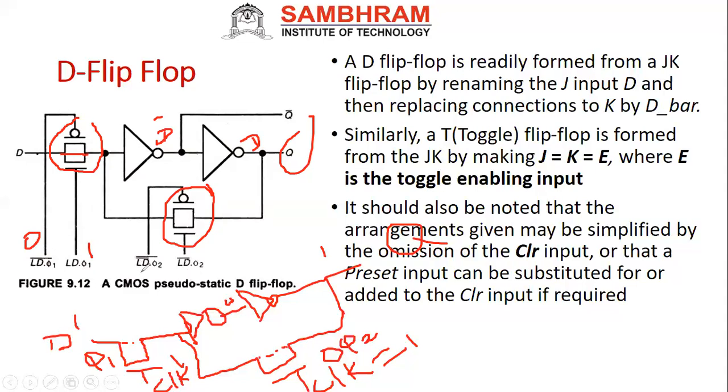Correct? So now here, your phi 1 and phi 2 should not overlap each other. So based on that, you can write. That is why here we mentioned this is nothing but your D flip-flop.